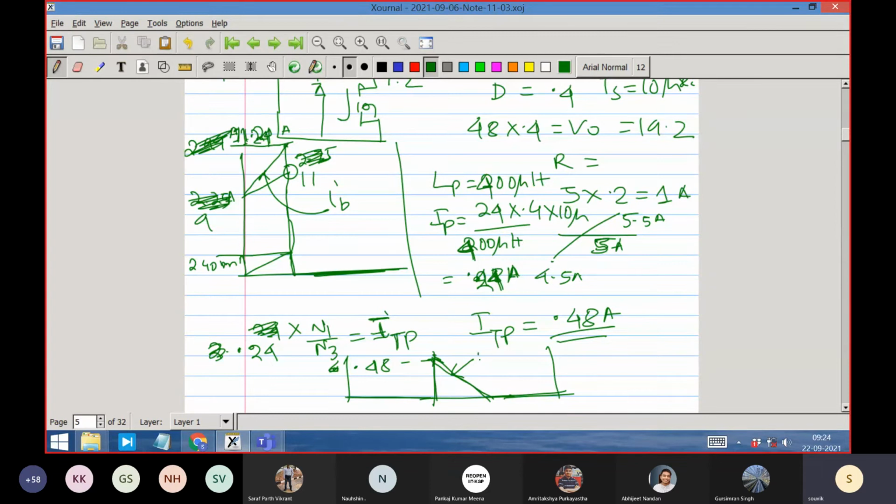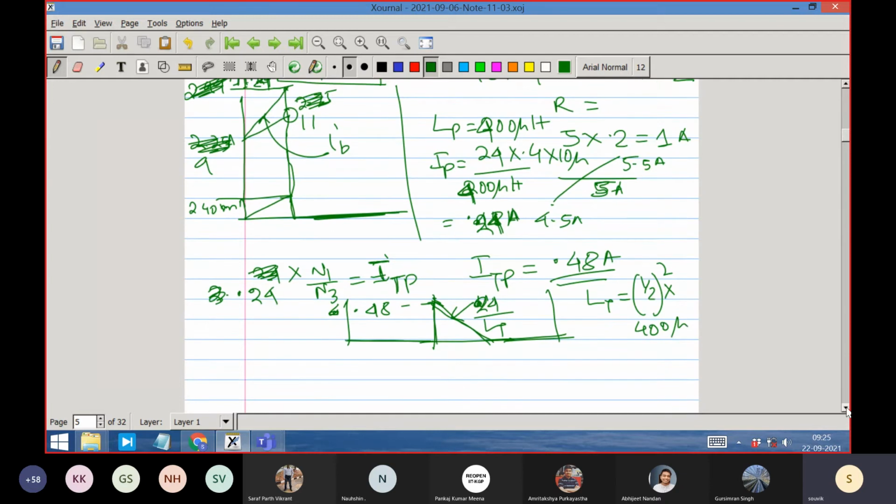The slope we have seen is Vg. Vg is equal to 24 volt, and the inductance of the tertiary coil is LT. What is LT? LT is equal to this half square into this LP. LP is equal to 400 micro, right? So it is how much? 4 divided by 4. It is 100 microhenry. So it is falling with a slope of 24 by 100 microhenry.